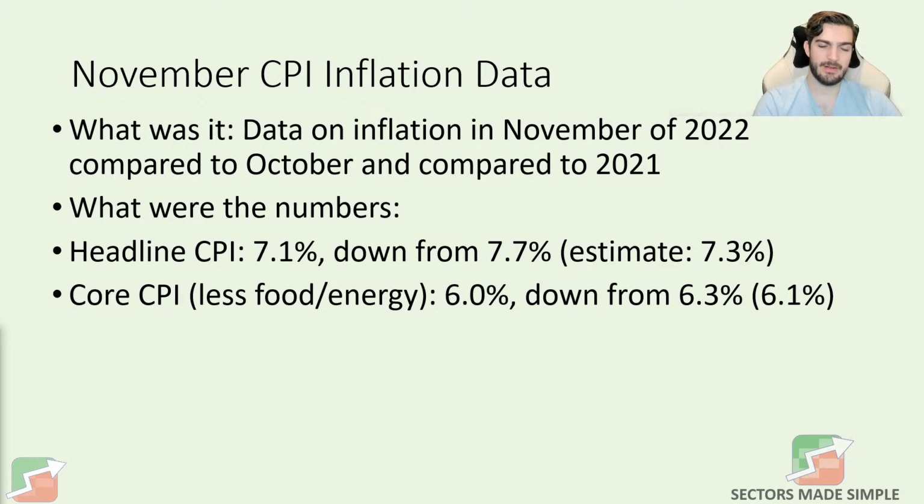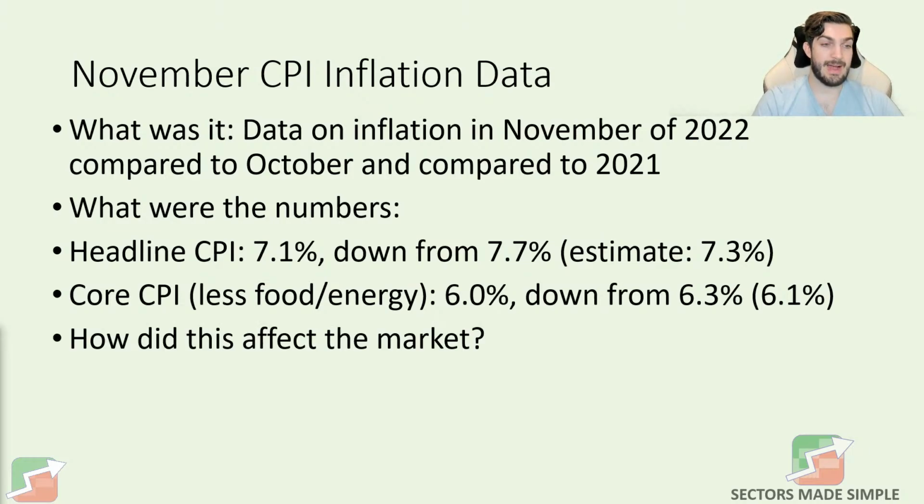So both headline and core CPI performed better than they did previously. Additionally, this is the second month in a row that we have seen both headline and core CPI decrease, and the first time in 2022 that we have seen 2 months in a row with both headline and core CPI decreasing. Obviously, very welcome news. So, how did this affect the market?